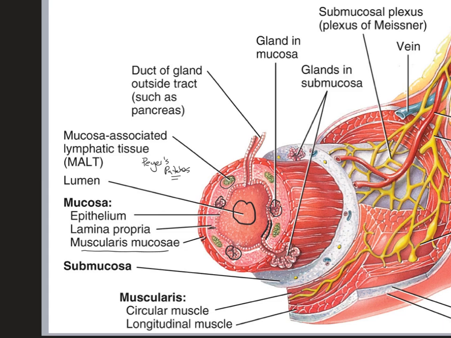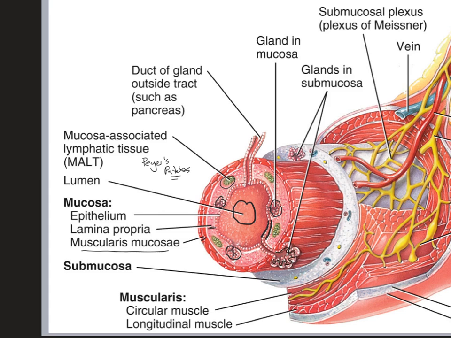The next layer we're going to look at is going to be the submucosa. Now, as its name implies, it is going to be directly below the mucosa. It's going to support blood vessels, it's going to have some glands in there, and it's going to have a submucosal plexus. First, the submucosa is going to be comprised of a layer of dense, irregular connective tissue, or even loose connective tissue. Now, the glands that are located within, so we have submucosal glands, are going to vary.